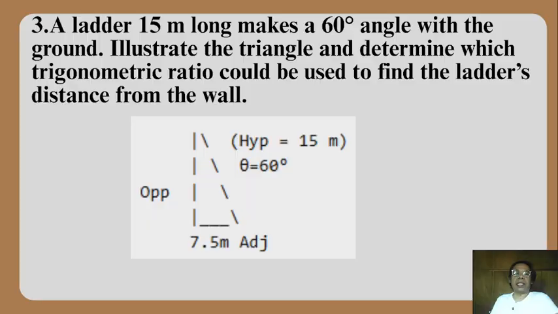And this is the illustration of our right triangle. So hypotenuse 15 meters, the angle of inclination is 60 degrees. You have there the opposite, and the adjacent is 7.5 meters.